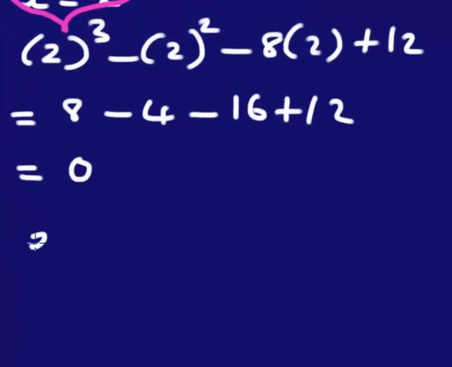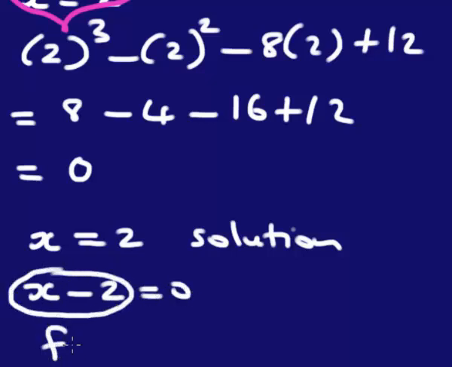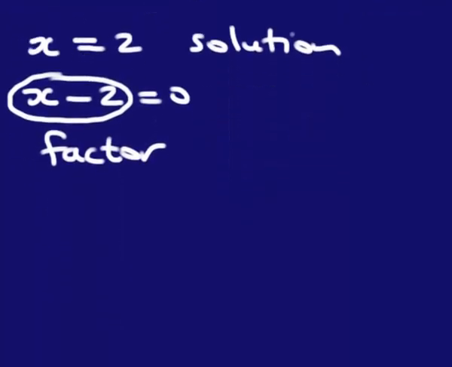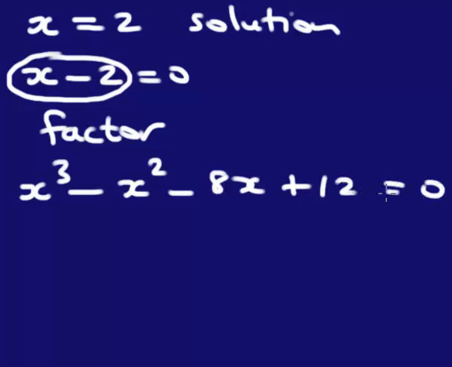Well, we can say, okay, if x equals 2 is a solution, then x minus 2 equals 0 gives us, what do we call this? The linear factor. Okay, the linear factor, which is great. Now remember, you've got a linear factor, but also a quadratic factor. So in other words, if you take your cubic equation, x cubed minus x squared minus 8x plus 12 is equal to 0, one of the factors is x minus 2. Okay, there's your linear factor.